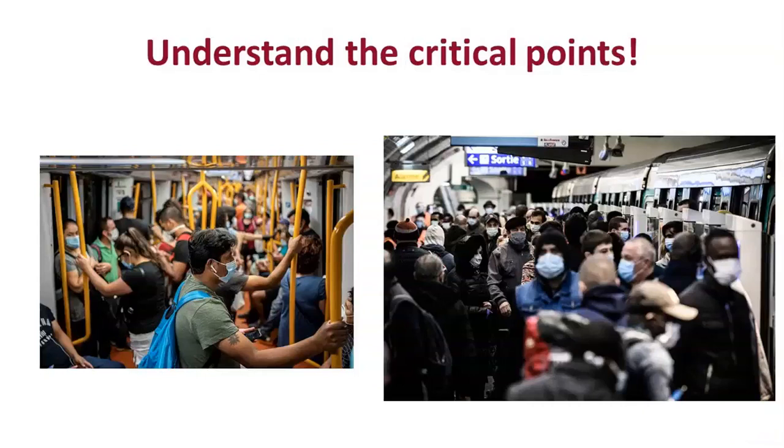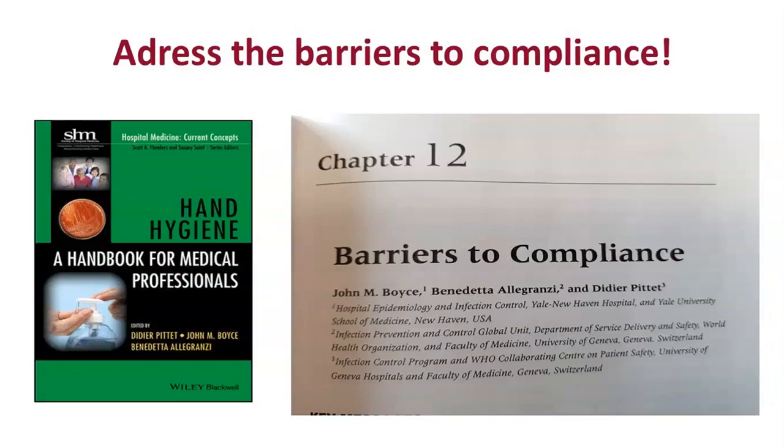An example: if everything is perfect in your business, but in public transportation people will prefer staying at home, it's not easy to impact the public transportation, but everything is linked. So you have to understand what the critical points are in your organization and business during the COVID crisis. So barriers to compliance are important. You must make things easy to do and to see.